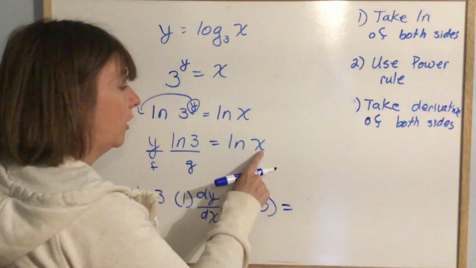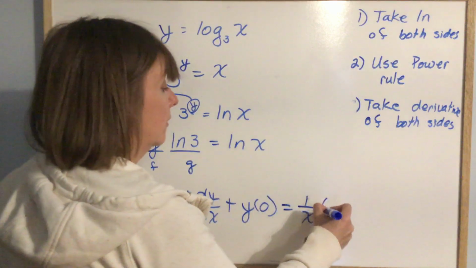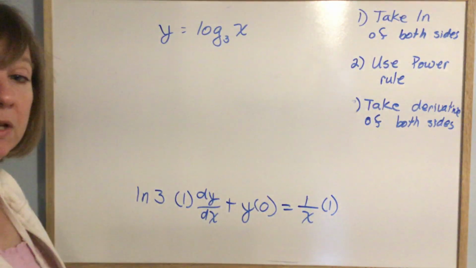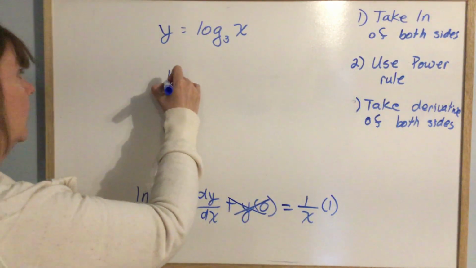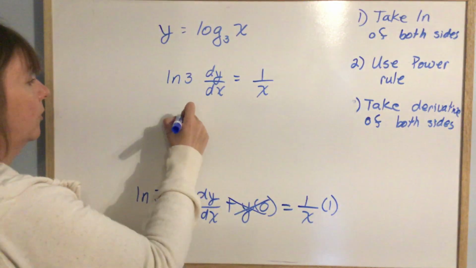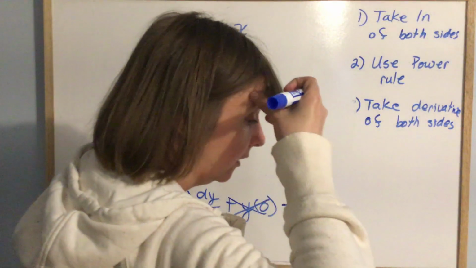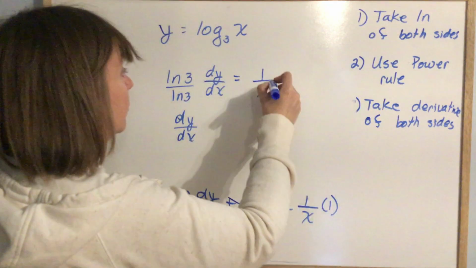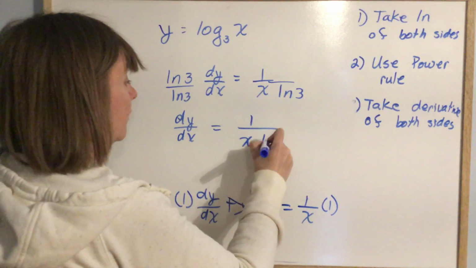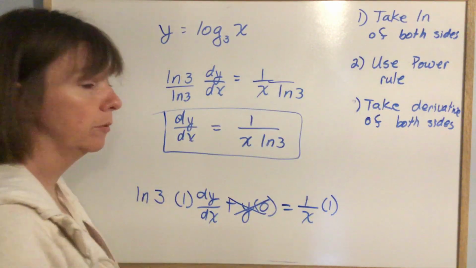The other side, the derivative of ln x. Well, the derivative of ln is 1 over whatever I'm taking the ln of, and then the derivative of x would just be 1. Cleaning that up, that's gone. I really have ln 3 dy dx equals 1 over x. So for dy dx, I'm going to divide this side by ln 3, and the other side by ln 3, so it really just goes on the bottom here. So I have 1 over x times ln of 3. And that's my derivative. I can't do anything else with that.